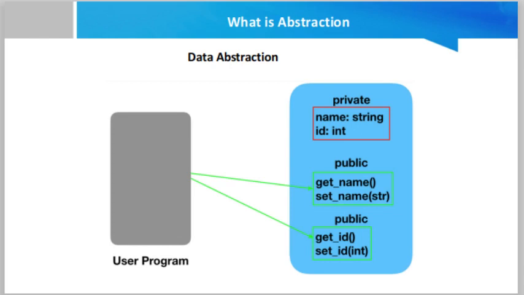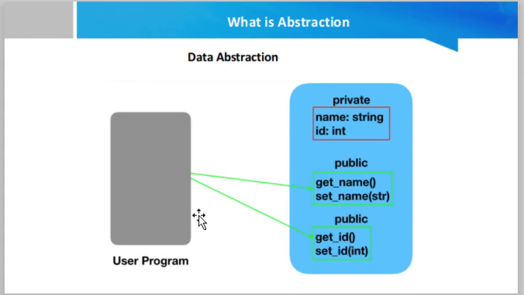So we have two types of abstraction. One is data abstraction and the second is process abstraction. In data abstraction, when the object data is not visible to the outer world, it creates data abstraction. If needed, access to the object data is provided through some methods.